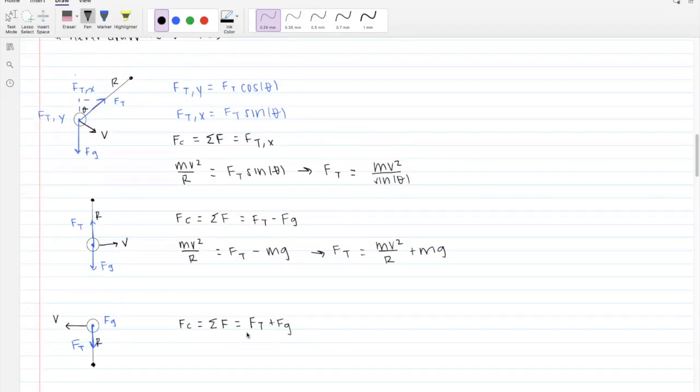Again, if this is too confusing for you, if you want to keep your directions, any forces pointing downwards is negative, that's completely fine. But you need to be very, very careful for the sign for centripetal force. If it's going towards the centripetal force, they need to be of the same sign.